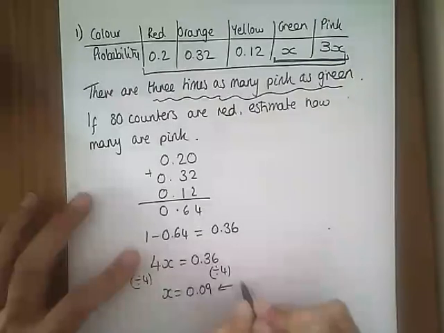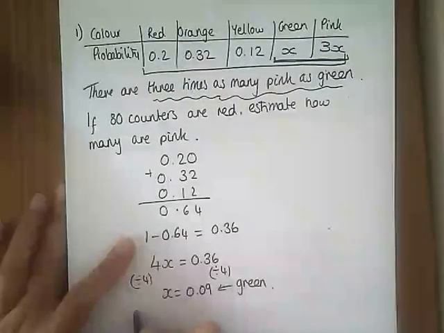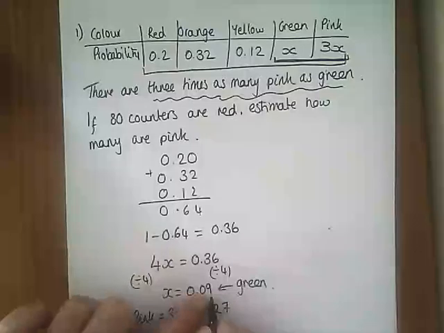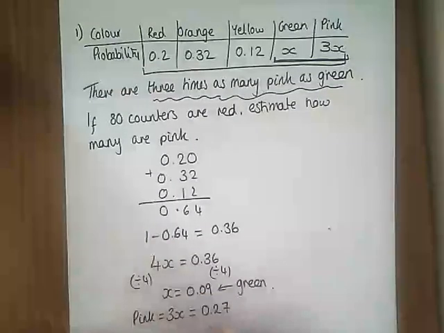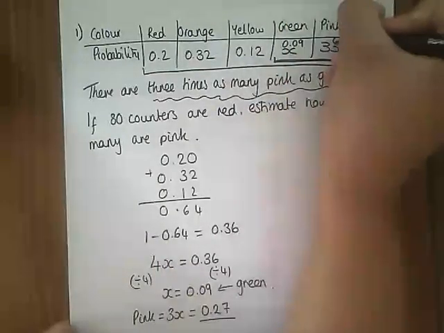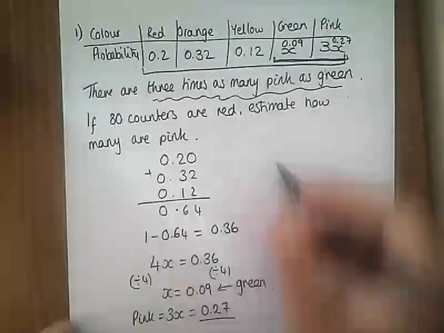That is the probability of it being green. And so pink is 3x, which is 0.27, 3 times 0.09, okay? Pink is 0.27. So that is 0.09, that is 0.27, and if you added all of those up, you would get to 1. Okay, that's the first bit done.